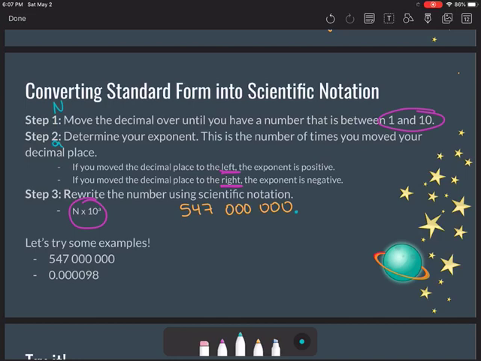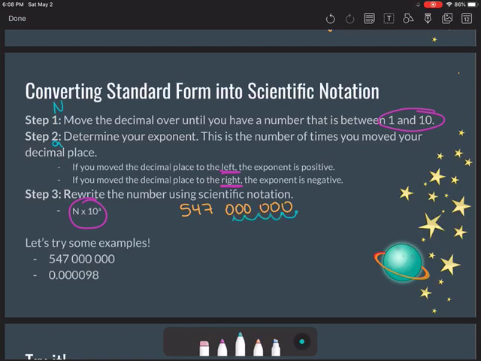We have to move this decimal place either to the left or to the right. If we move it to the right, there's no numbers over there, so that's not really going to help us. So we are going to move it to the left. We're going to move it over until we have a value that is between 1 and 10. And so if we move it over here, do we have a value between 1 and 10? No, we have this, and that number is still huge. We're going to keep on moving it.